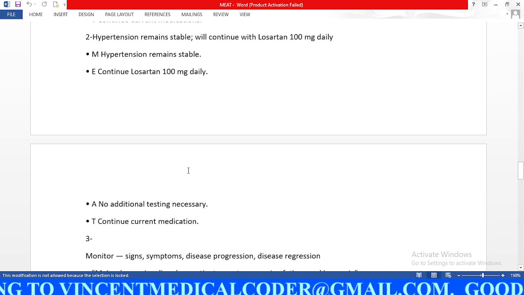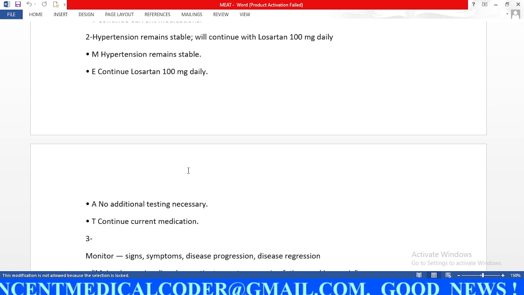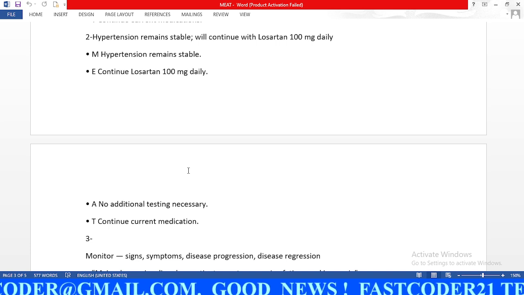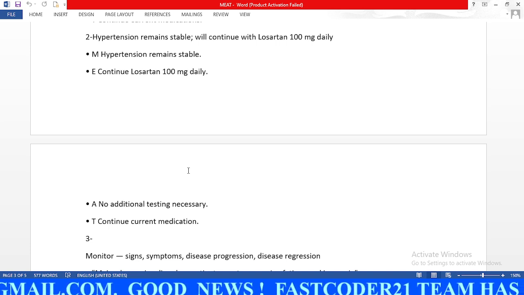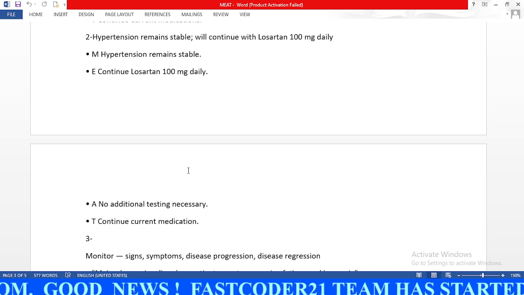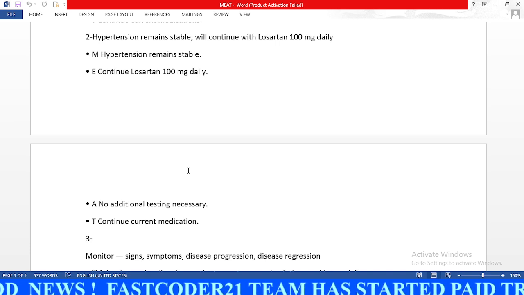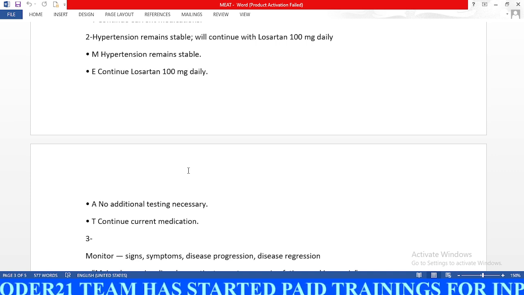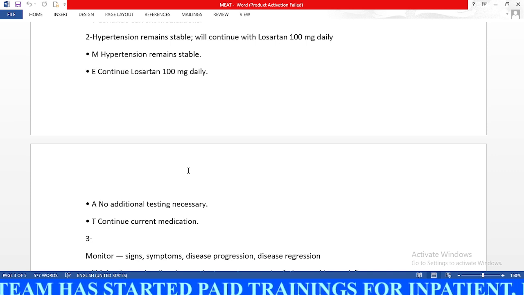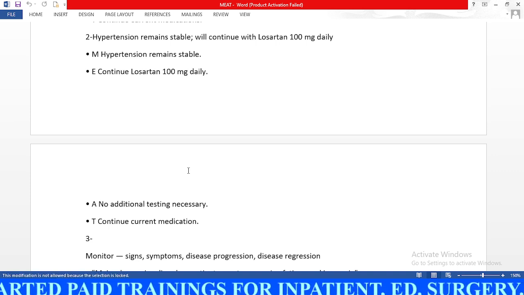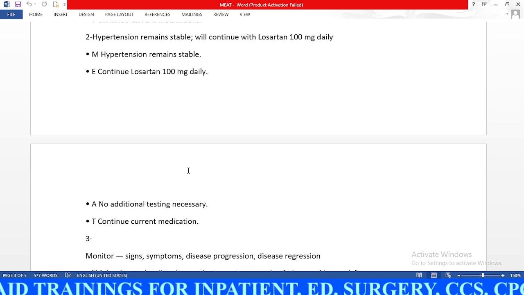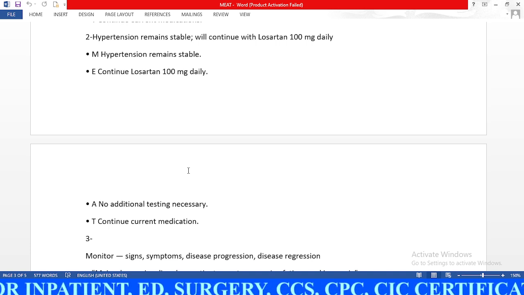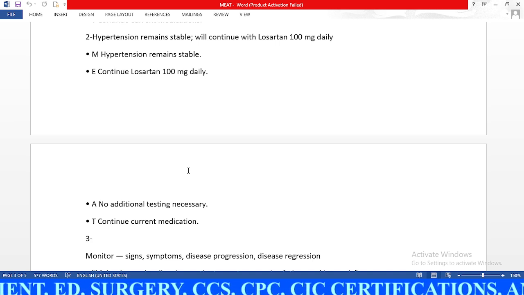So next one, hypertension remains stable, will continue with losartan 100 milligrams daily. So what is the monitor here? Hypertension remains stable. So here the physician has monitored hypertension and decided that it is stable. So next the physician will evaluate the patient using medication, and he can decide the patient needs to continue losartan 100 milligrams daily, which will come under evaluate. As hypertension is controlled or stable, the patient does not need any additional testing, which will come under address. So next one is continue current medications, which will come under treatment of the hypertension.